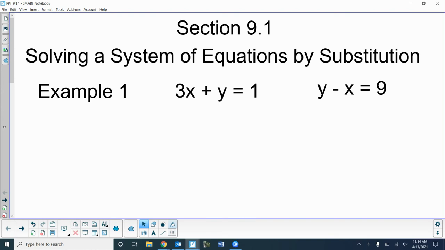All right, so today we'll talk about substitution, tomorrow we'll do elimination, Thursday we'll review it, and Friday we'll have our quiz. Okay, this should be really easy for you guys.